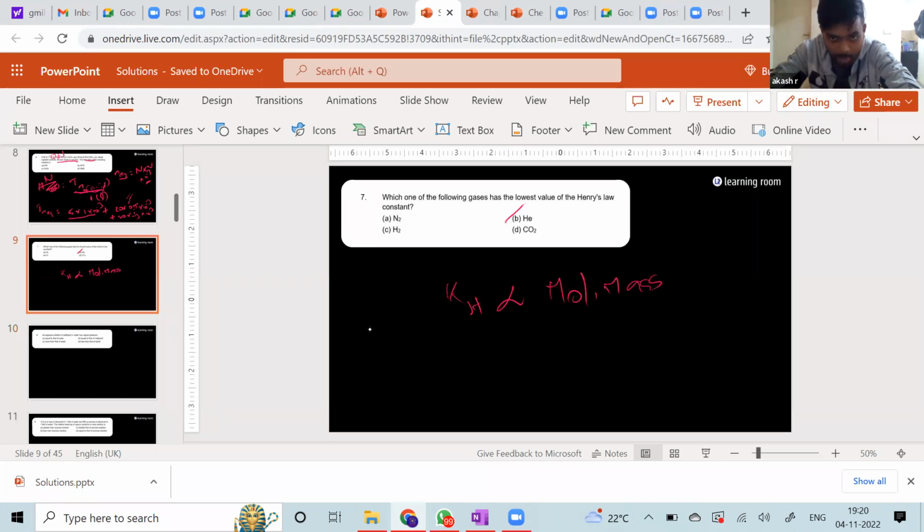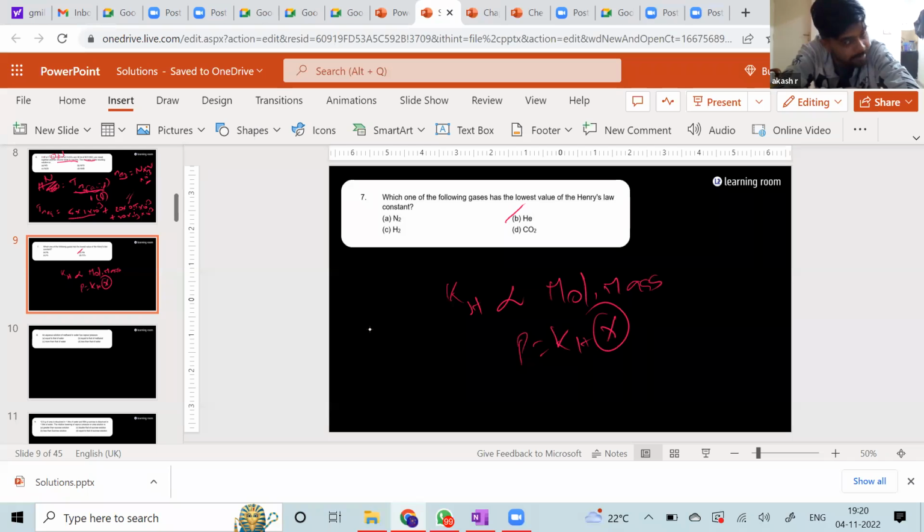I hope everybody understood this. We're talking about Henry's law constant. I hope you remember what Henry's law is. P is equal to KH into X, right? As I increase the pressure, the solubility of a gas in a liquid will increase. That constant is what is called your Henry's law constant. And that KH is directly proportional to the molecular mass.